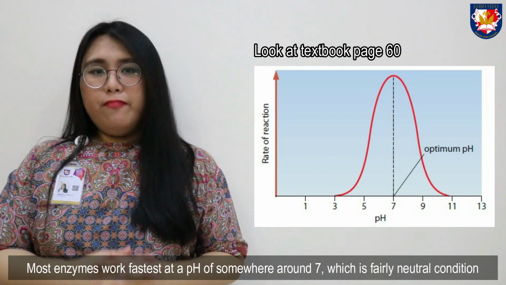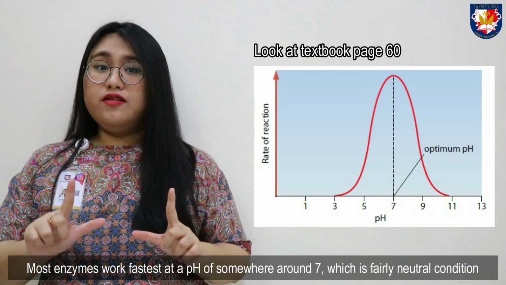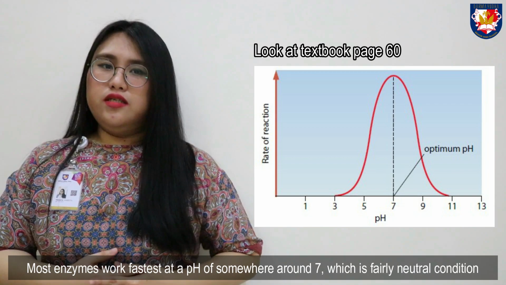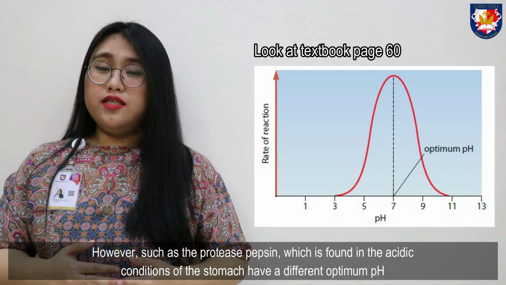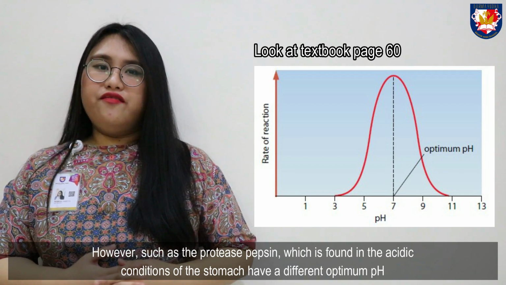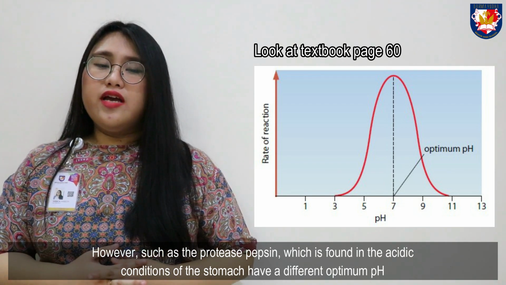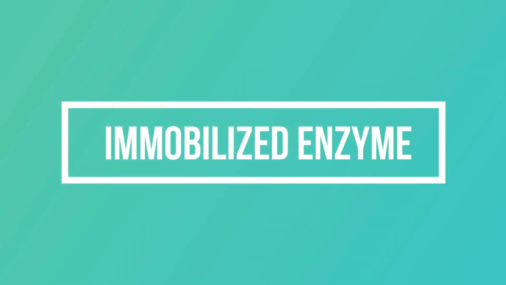Most enzymes work the fastest at a pH around 7, which is neutral conditions. However, some enzymes like the protease pepsin, which is found in the acidic conditions in the stomach, have a very different optimum pH. Now, we'll talk about immobilized enzymes.